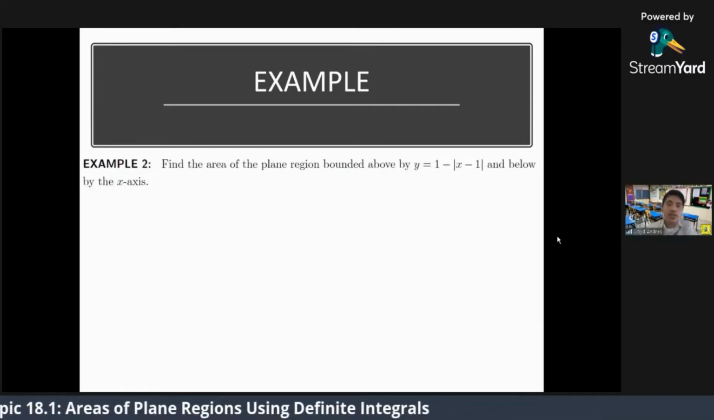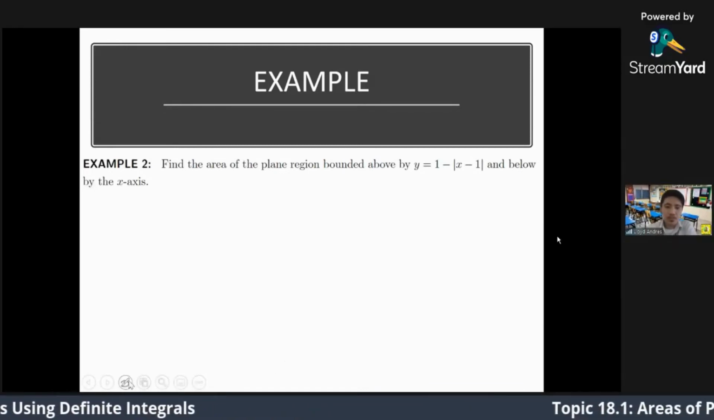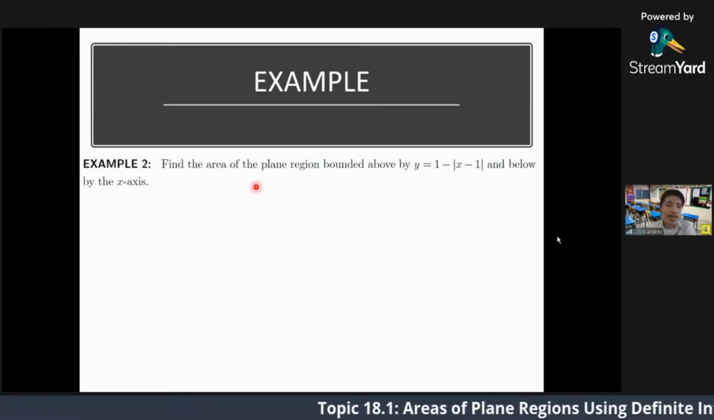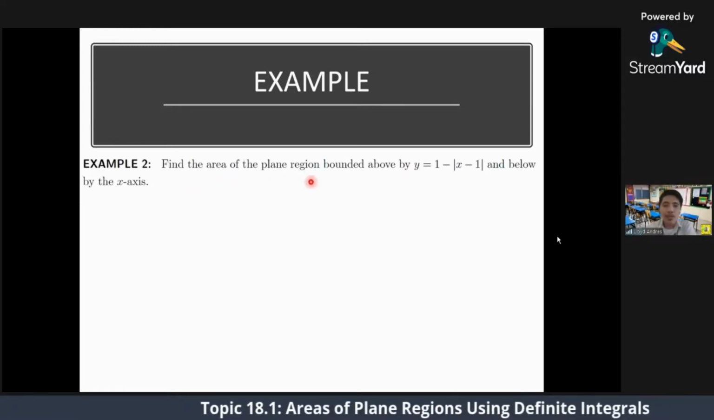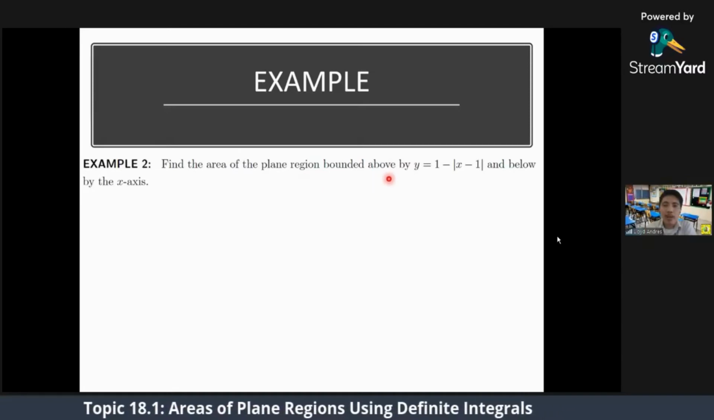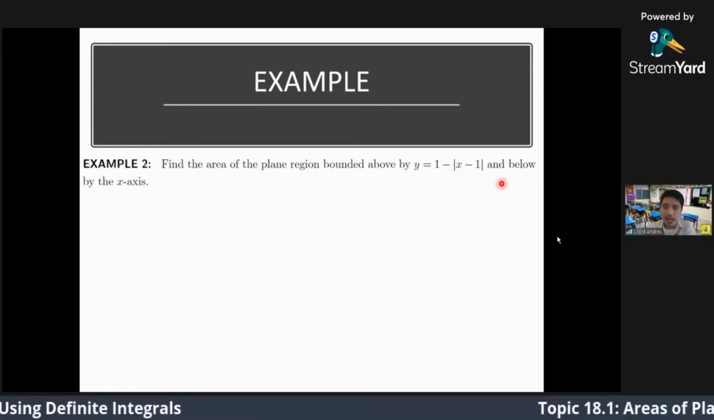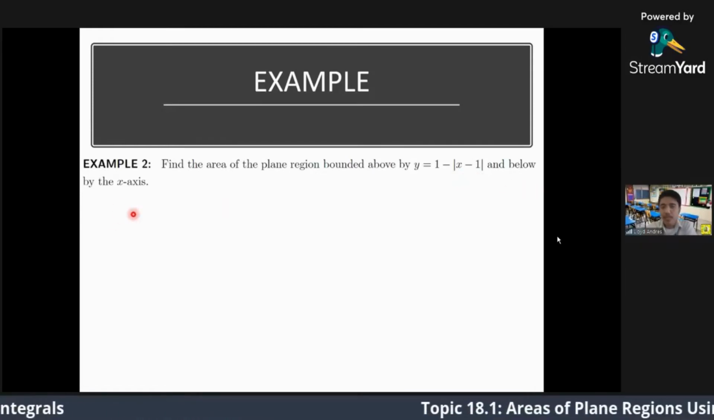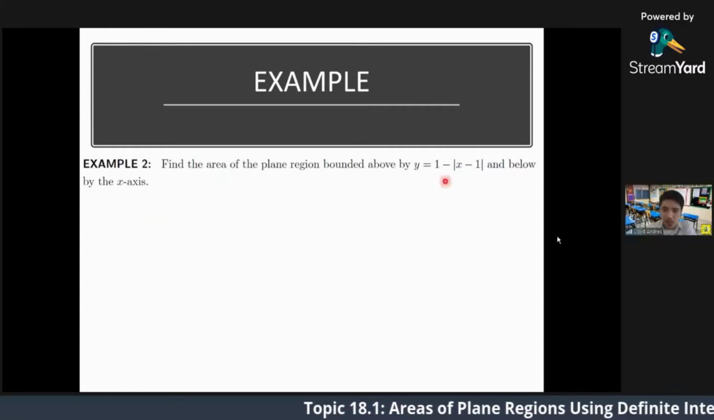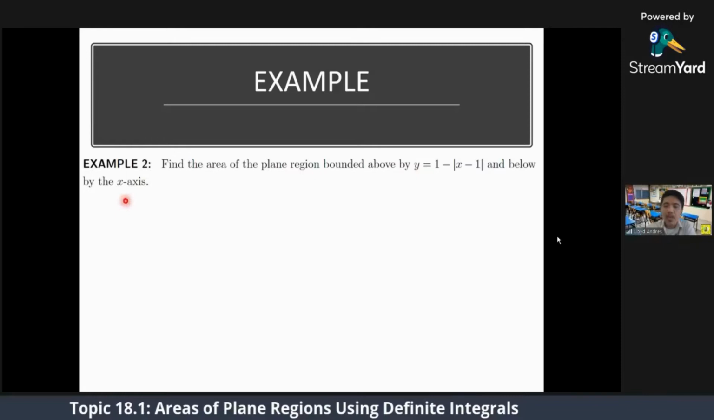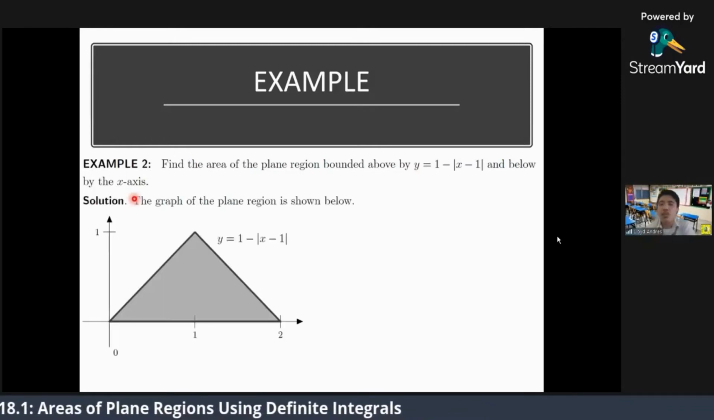Next, example 2. For example 2, we are asked to find the area of the plane region bounded above by y equals 1 minus the absolute value of x minus 1 and below by the x-axis. So that is the given. If we try to graph that one, it looks like this.